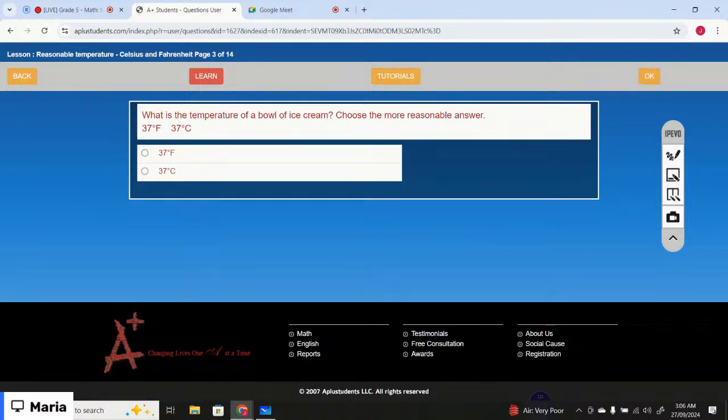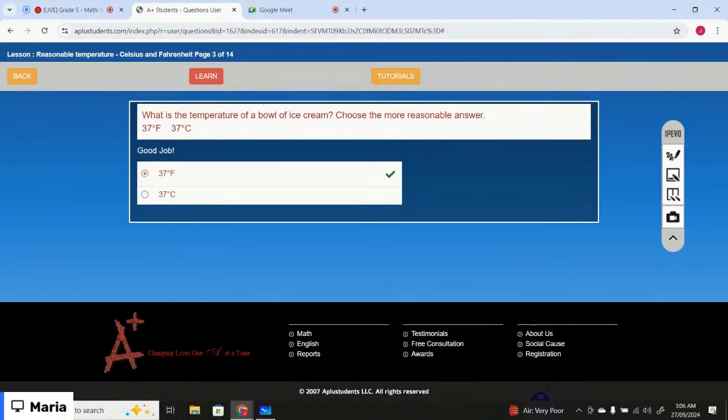Very good. What is the temperature of a bowl of ice cream? 37 degrees Fahrenheit or 37 degrees C? Which is the correct option? That's a bowl of ice cream, so it must be cold. That must be 37 degrees Fahrenheit. Option number one is the correct option.